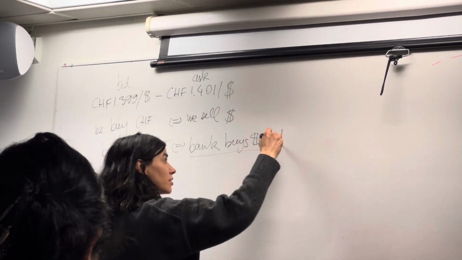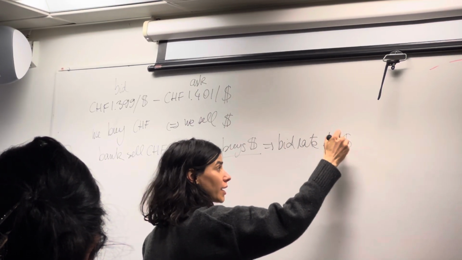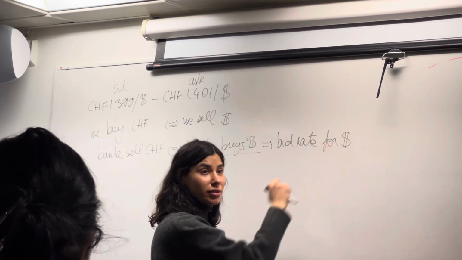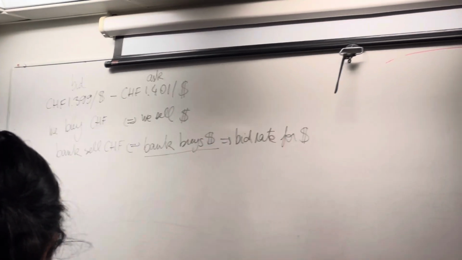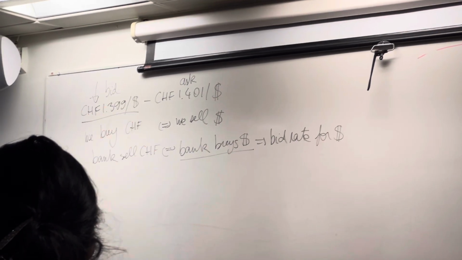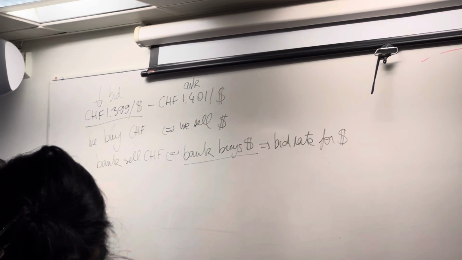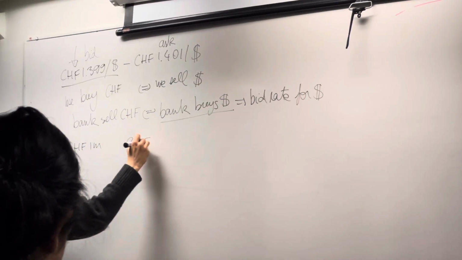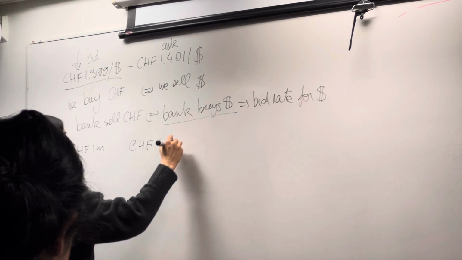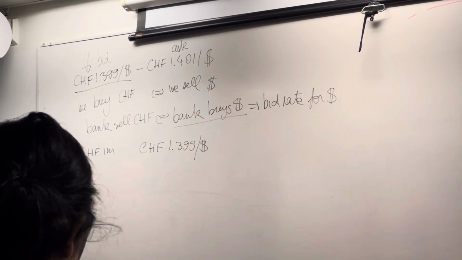So this means the bid rate for the dollar, i.e. the dollar being in the denominator. So this is the rate we use. That's the first thing, to identify the rate, and then we convert the amount, 1 million CHF. We convert it at this rate. Divide. Yeah, divide.